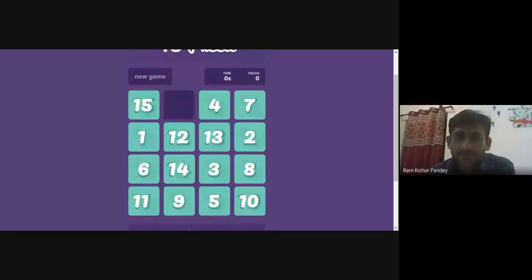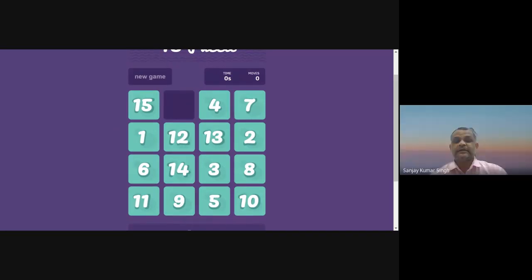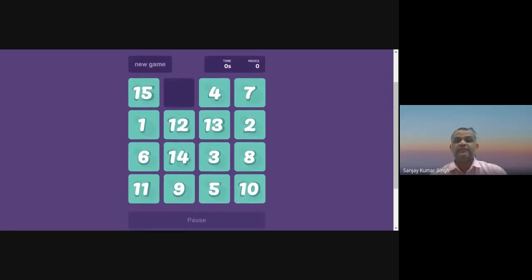Can you see my screen? Yes, sir. So the game is like this. In the game, you get a 4x4 square matrix with numbers from 1 to 15, and there is always one blank part. The game is to arrange the numbers in increasing order, 1, 2, 3, 4, and keep the last one blank.